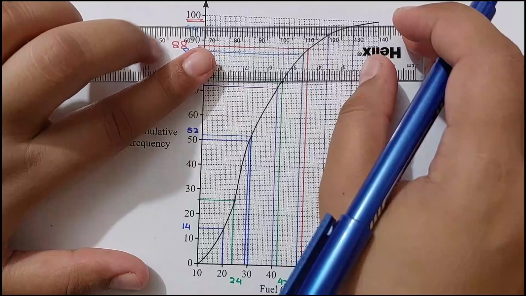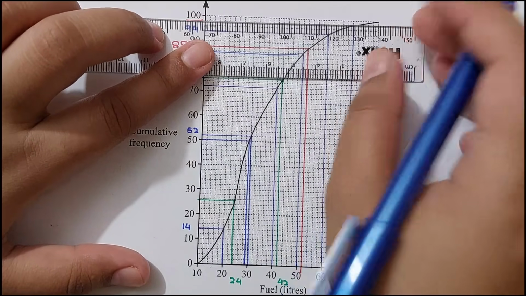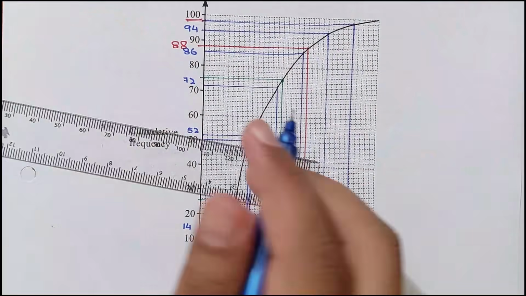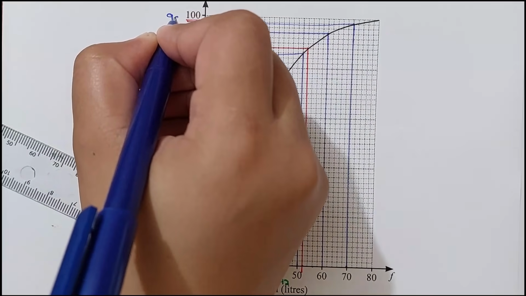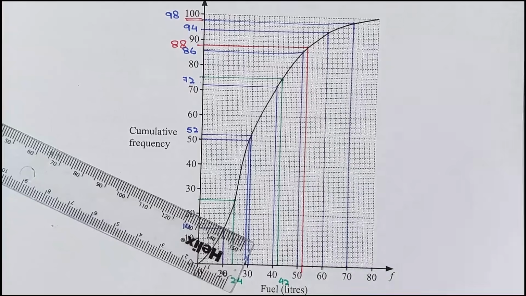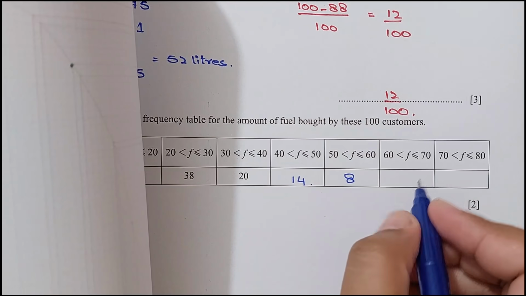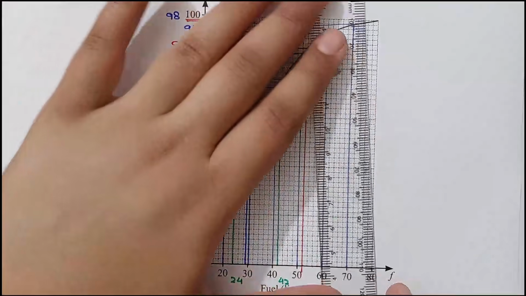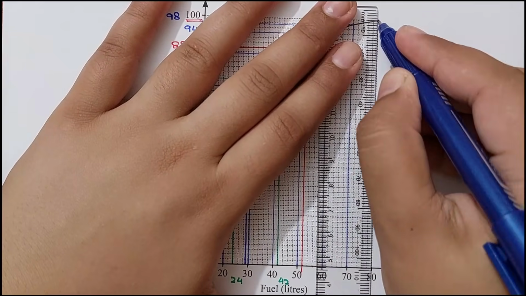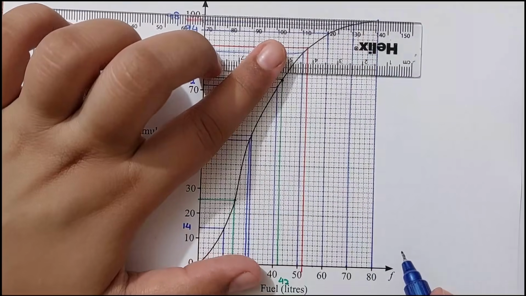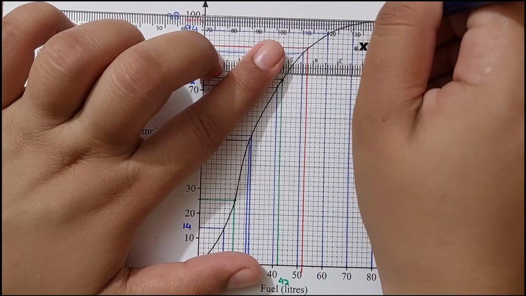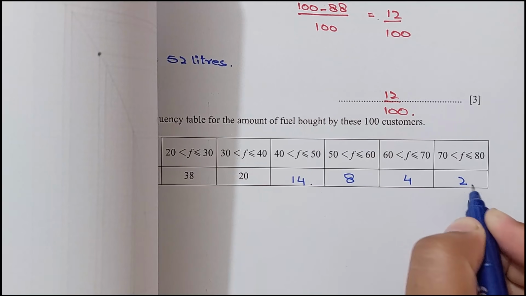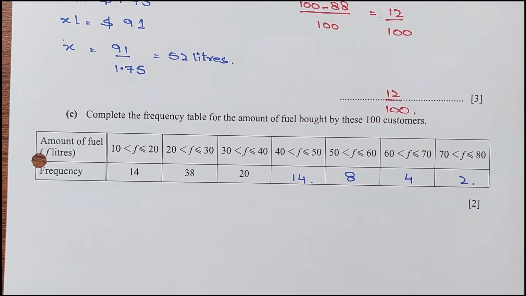Alright, so this is, I guess, 98. Yes, the line is 98. The difference between 94 and 98 is 4. Between 70 and 80, the line is 100. The difference between 100 and 98 is just 2. Okay, the frequency table is completed.